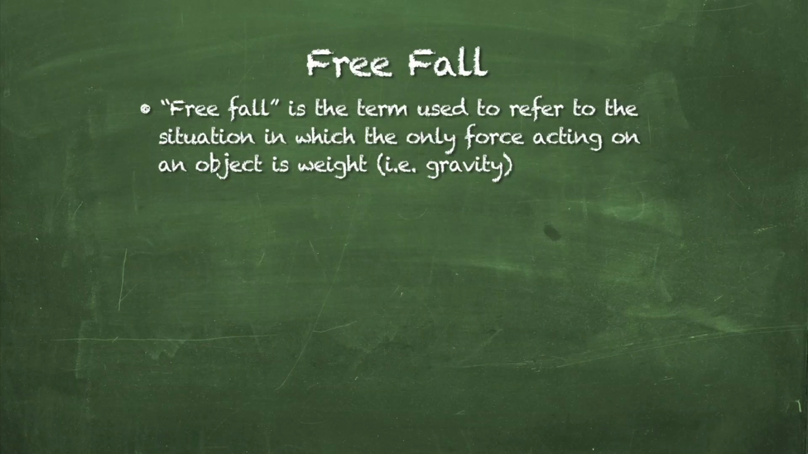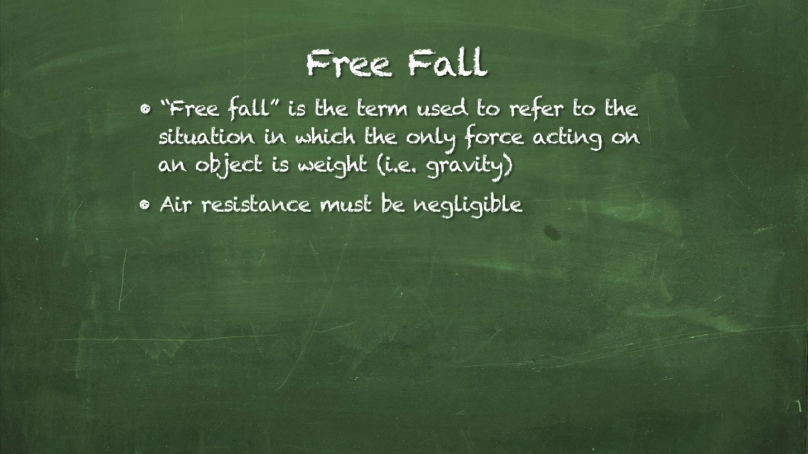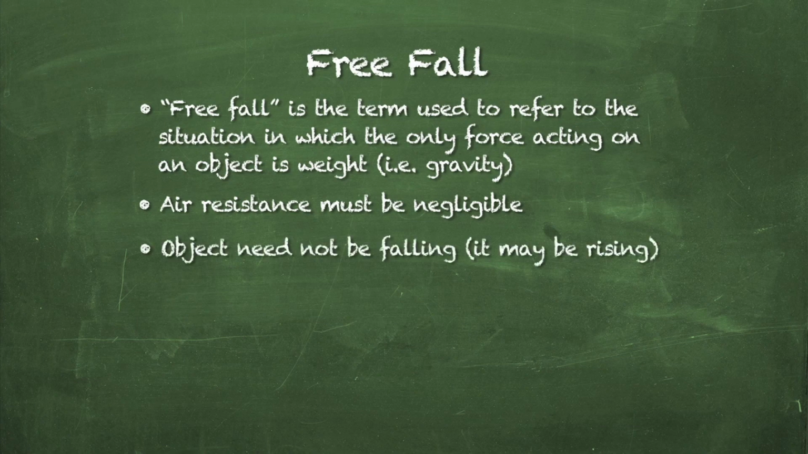Free fall is a term that we use to refer to the situation in which the only force acting on an object is its weight, or gravity. Now, for us to be in a free fall situation, the air resistance must be negligible. We must be in a case where we don't have to consider air resistance. Now, despite the term free fall, the object doesn't need to be falling. It could also be rising, just as we found when Grant Hill jumped up in the air.